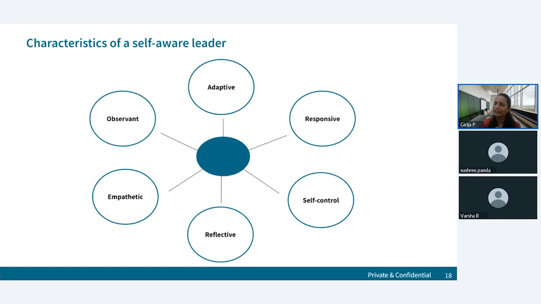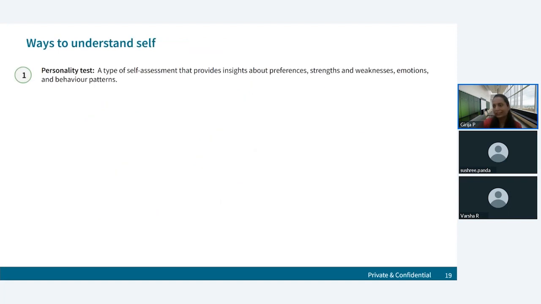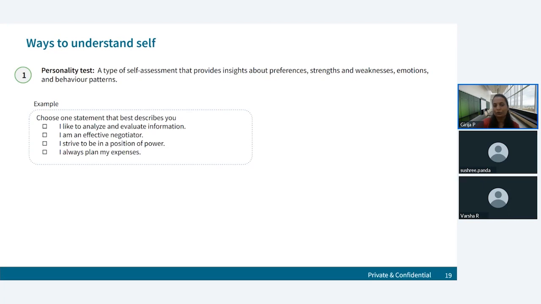Let's move ahead and see how you can develop these characteristics, and what the ways are in which you can understand yourself. The first way is a personality test. A personality test is an assessment, a tool that will help you to understand your own preferences, what your strengths and weaknesses are, how your emotions are, and what your behavior patterns are. Let's try to understand from an example. Here you will see there are four options, and every statement is saying something. Whatever option you choose has some meaning.